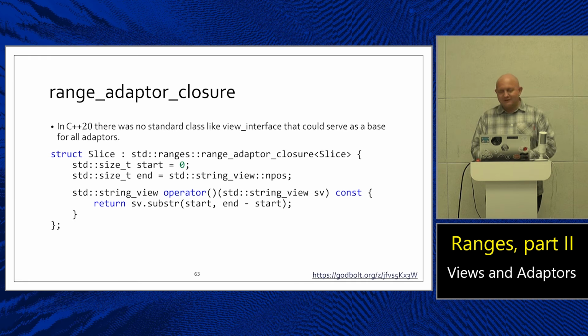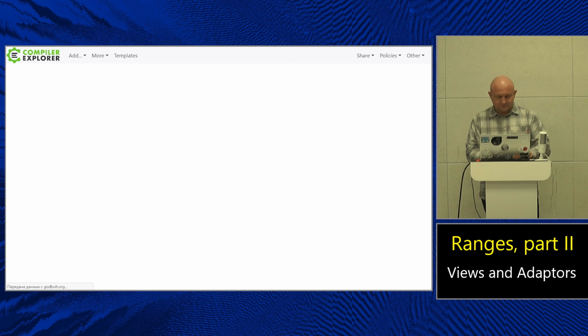And in C++20 we didn't have a standard-based class for adapters, like view_interface for views. So if you want to implement a real adapter closure, you don't want to hand-roll the pipe machinery every time. Instead, you derive from range_adapter_closure of slice, like in this case. And this is basically the same CRTP-style helper that provides composition. Here's a typical example, a slice adapter. Let me show you some code for this slice adapter.